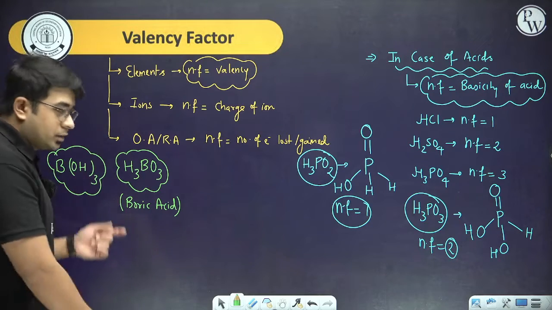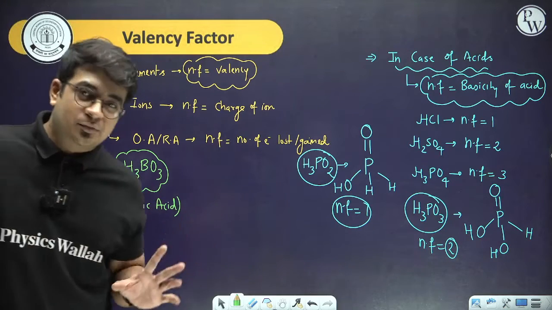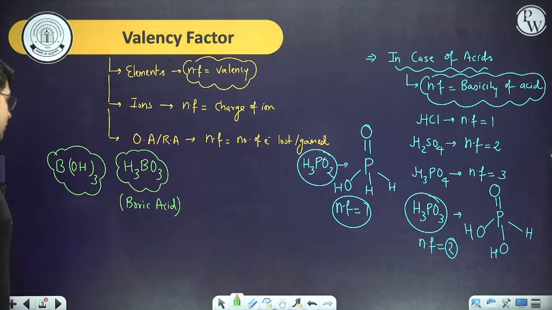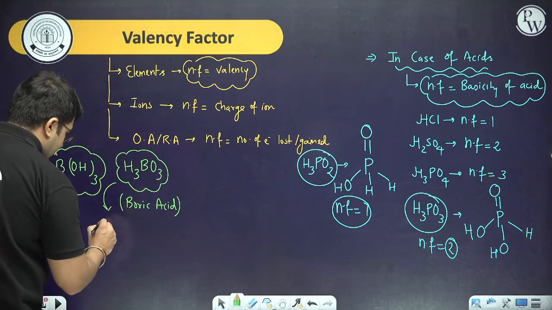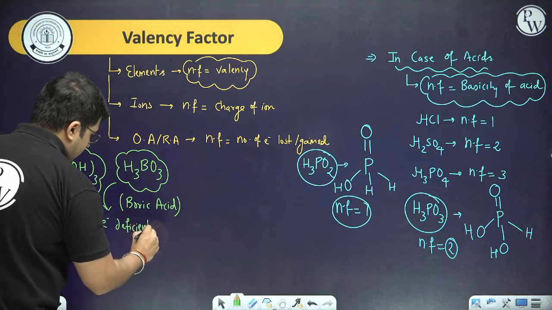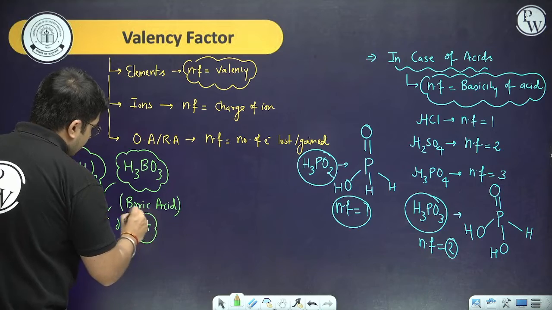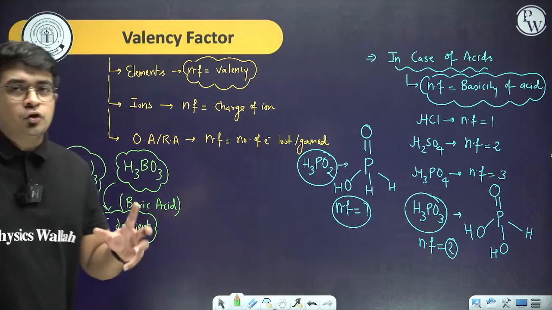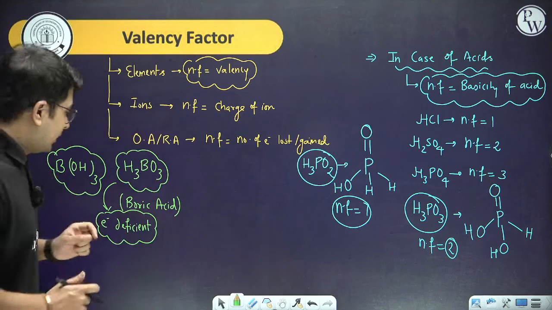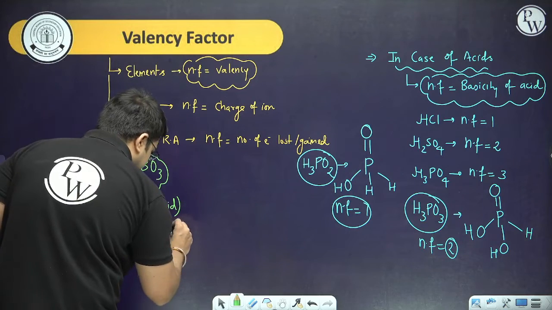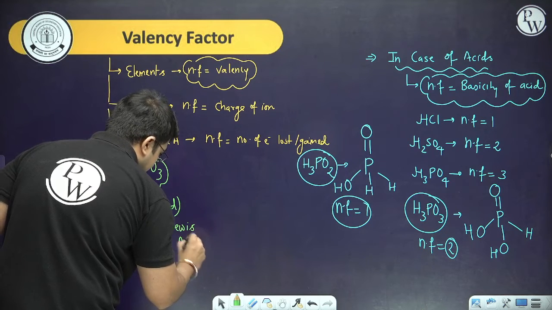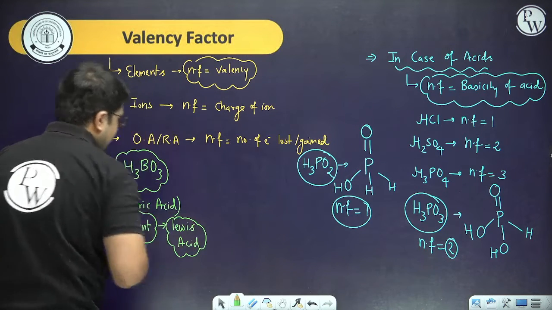Now this particular species is not going to give any H positive, first of all, because it's already electron deficient in nature. So it's not going to follow the normal Arrhenius theory, and there is no concept of H positive. But we know that this particular part is a Lewis acid, because it's electron deficient in nature. So what happens?